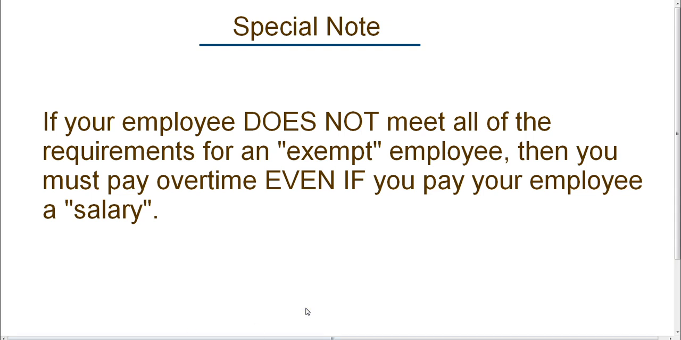So as a special note, something that you will need to keep into consideration is that if your employee does not meet all 3 of those requirements for being exempt, and you still classify them as salaried employees, you must still pay overtime if they work more than 40 hours per week. You can still pay an employee a salary, but they would be a non-exempt employee, meaning that even though they receive a salary, you still must pay overtime.